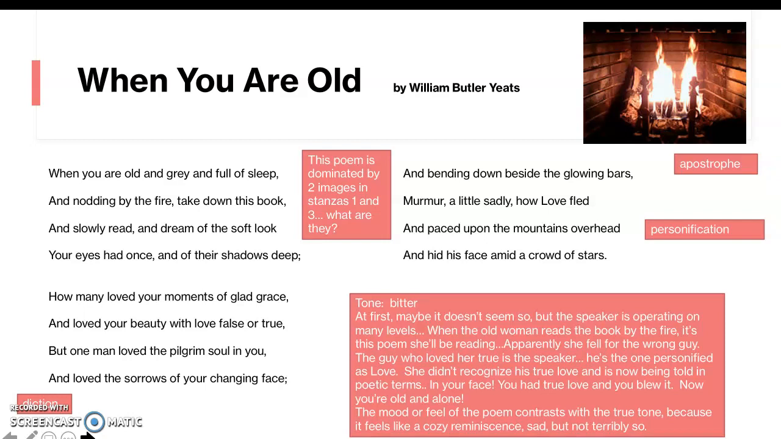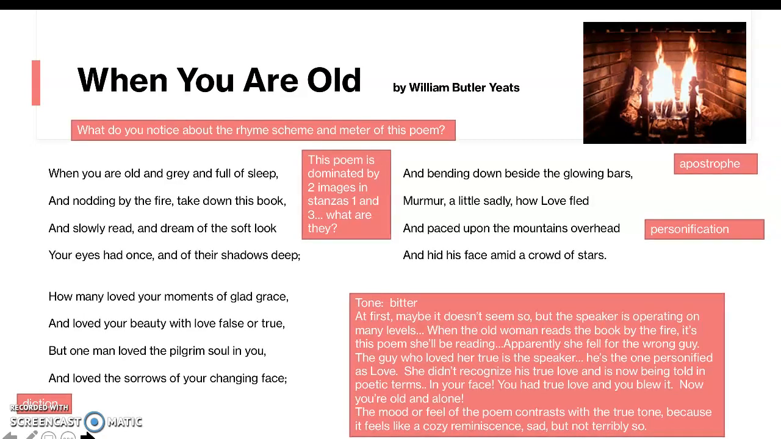And in this one, the tone is bitter, but it kind of contrasts with the mood. Because when you read this poem at first, it doesn't seem angry or bitter. It feels kind of cozy, a little sad, but not terribly so. And so "When You Are Old" is a poem that operates on a lot of different levels. And that tone comes from the interaction of the speaker with the things he chooses to use, his diction, his apostrophe, and his personification.